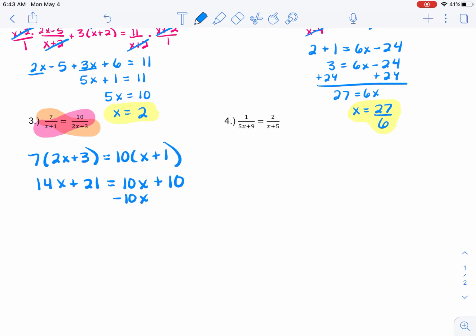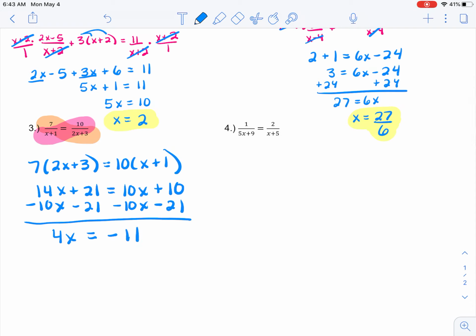And then from here, we can subtract 10x from both sides. And I'm also going to subtract 21 from both sides. And that will bring my variables to the left, and then my other numbers to the right. And then if we divide both sides by 4, x equals negative 11 fourths.